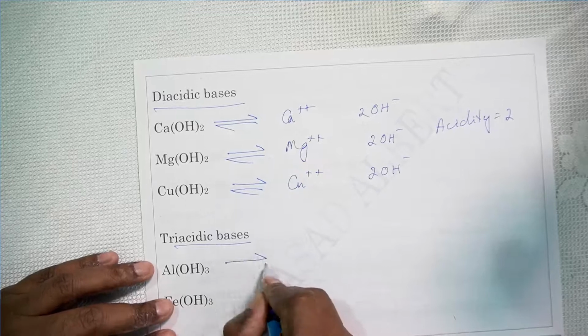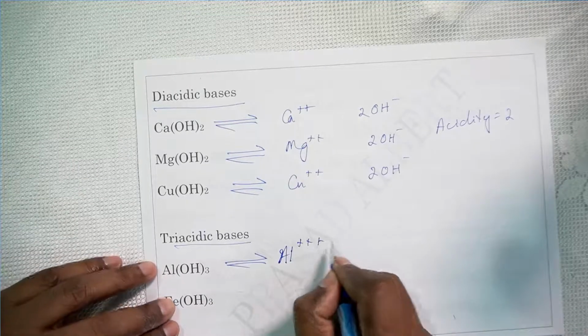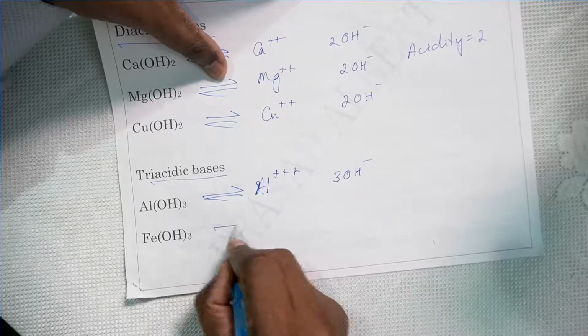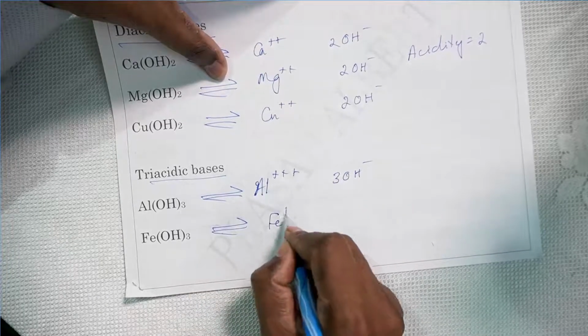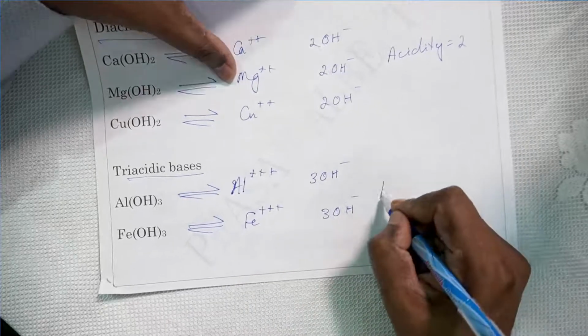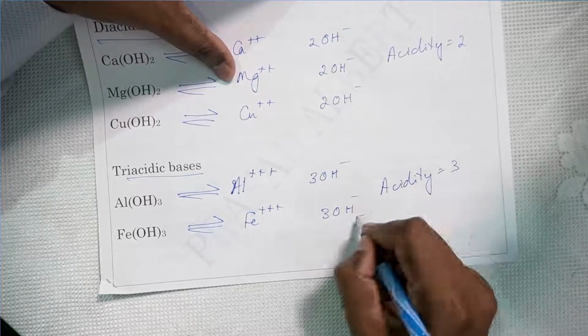Triacidic bases will dissociate to give 3 OH- ions per molecule. Fe+++ and 3 OH- ions. So the acidity here is 3. So that is triacidic bases.